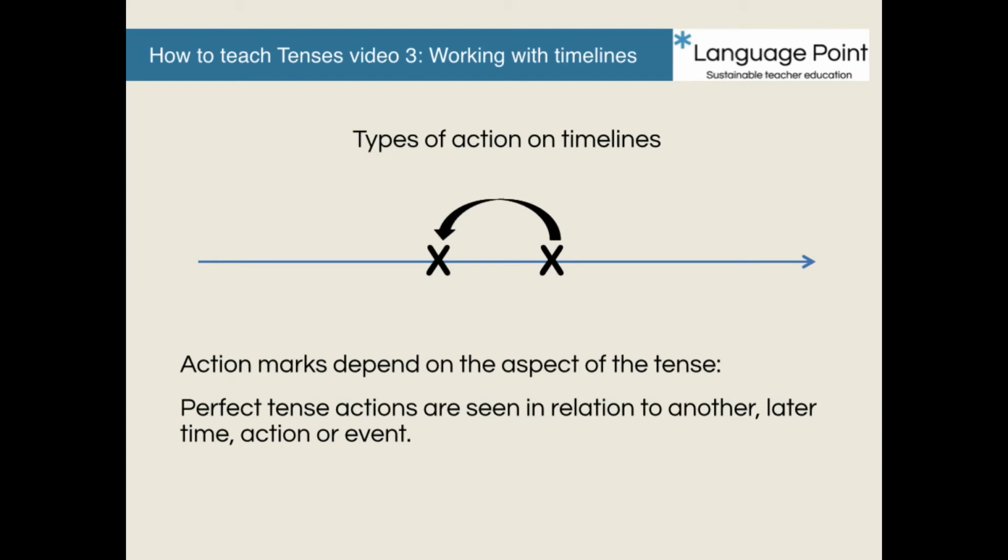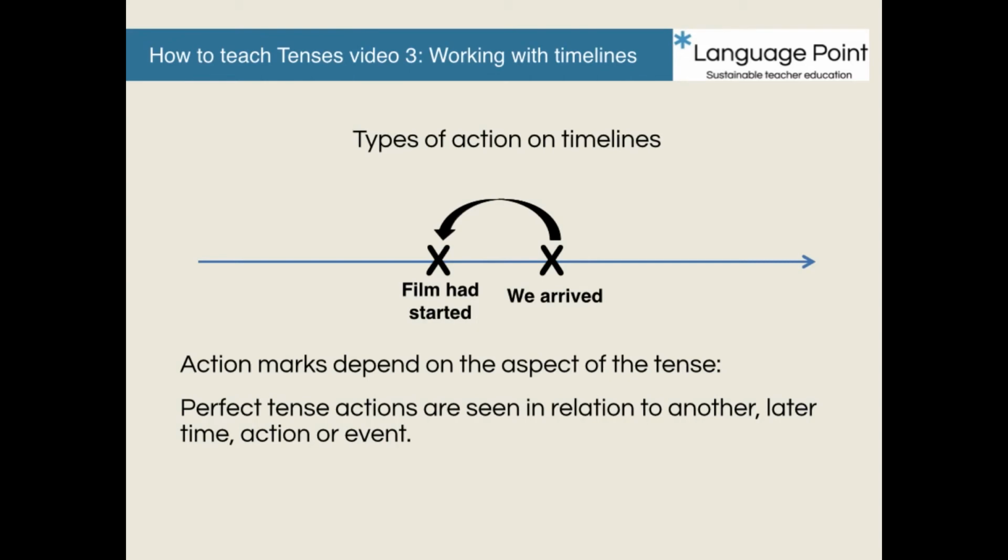So perfect actions can also be shown by an action happening before another action. For example, in the sentence, the film had started, just as before, the previous action is the perfect one. The film had started by the time we arrived. So here we've got a past simple action referring back from the past simple action to the past perfect action. So you can see there's a relationship between those two actions in time.